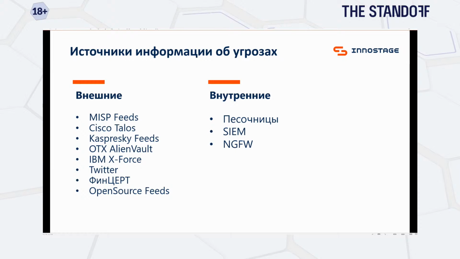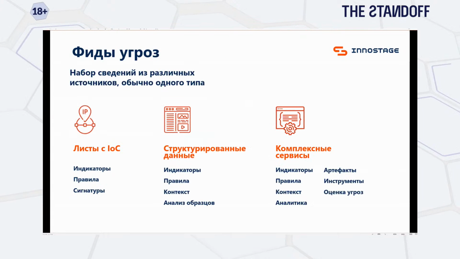Internal sources are SIEM and NGFW, the use of different blades, IPS, and some sandboxes. If there are some malicious files, learning more about this malicious file in a sandbox allows you to get these indicators, IOCs.